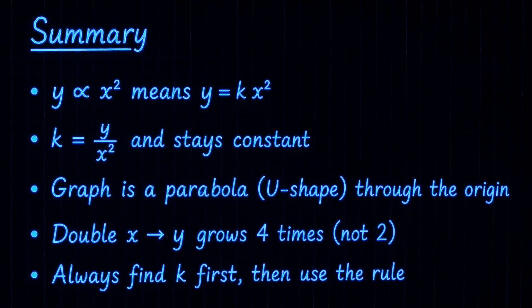Quick recap. Y proportional to x squared means y equals kx squared. Find k by dividing y by x squared. The graph is a U-shaped parabola through the origin. And never forget the big surprise. Double x and y jumps to 4 times bigger.